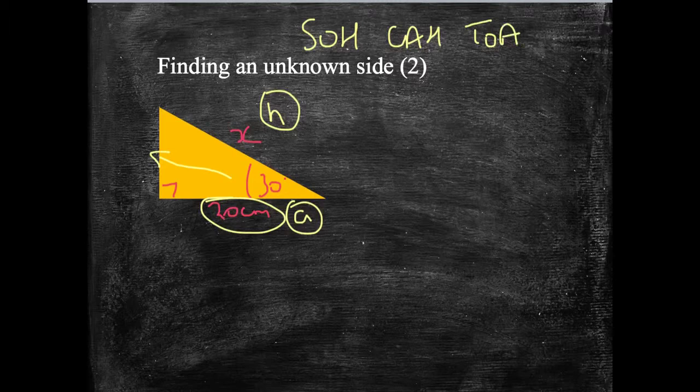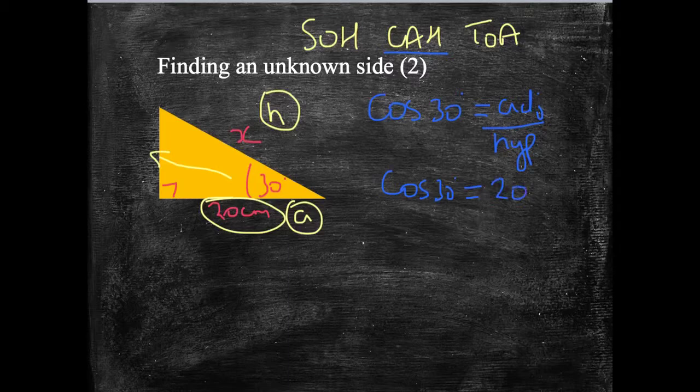Which one's got the A and the H in it? Well, it's this one, cos. So we're going to say cos 30 degrees is equal to the adjacent divided by the hypotenuse. So cos 30 equals, now adjacent in this case is 20, the hypotenuse is the thing we're trying to find. We're not quite sure what the hypotenuse is.